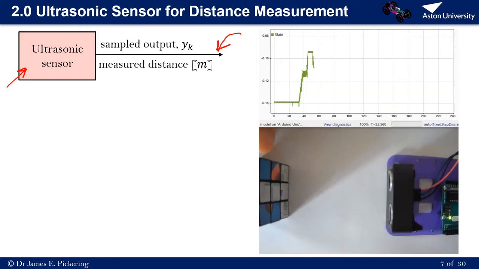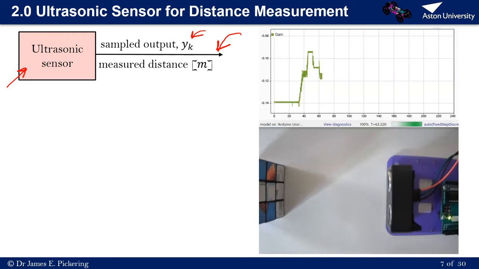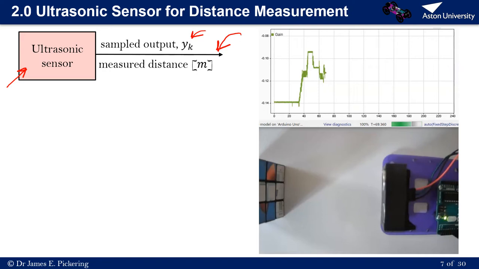So this ultrasonic sensor and the signal coming out of here is effectively your sampled output, which we give the notation Y subscript K. So Y is just for your output, K denotes sampled. And effectively that sampled output is your measured distance in meters.